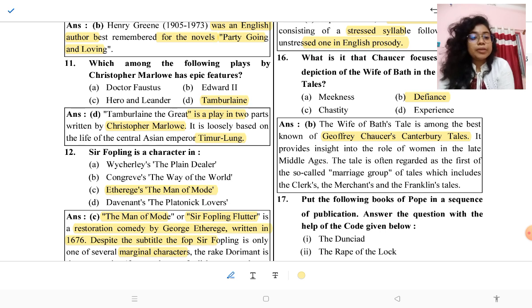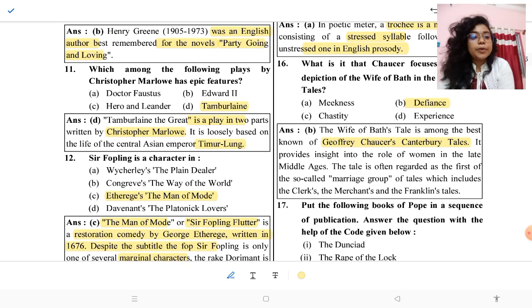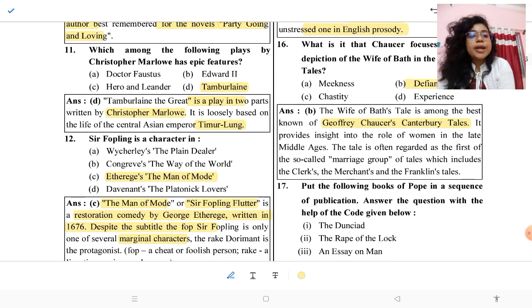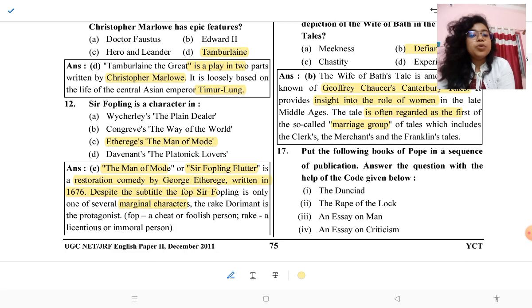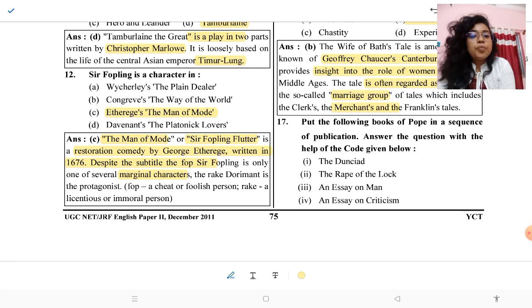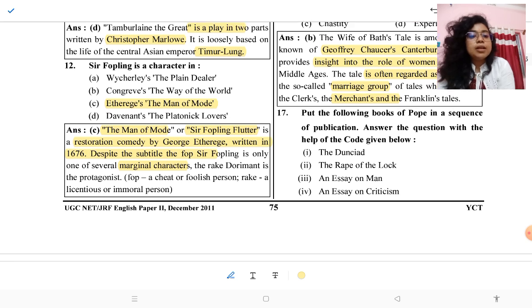Then you can remember it. It provides insight into the role of women in the late Middle Ages. The tale is often regarded as the first of the so-called marriage group of tales, which includes the Clerk's, the Merchant's, and Franklin's tales.